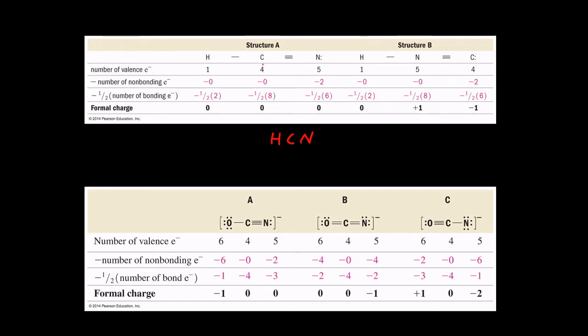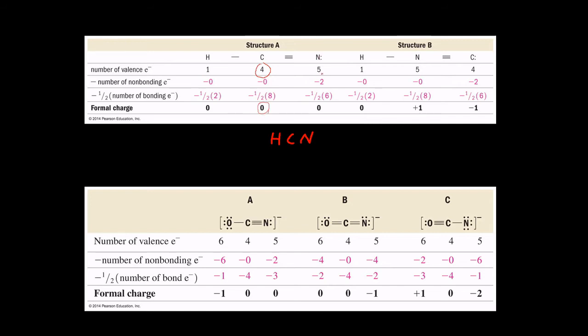Carbon here has 4, well, carbon always has 4 valence electrons. In this particular structure, it has no lone pairs, and so it has 0 non-bonding electrons, but it has 4 bonds. There's 8 electrons participating in those bonds, so it gets half of those, which again is just to say it gets 1 for each bond. So 1/2 times 8 gives us 4, so 4 minus 4 gives us 0. So the carbon also has a 0 formal charge here.